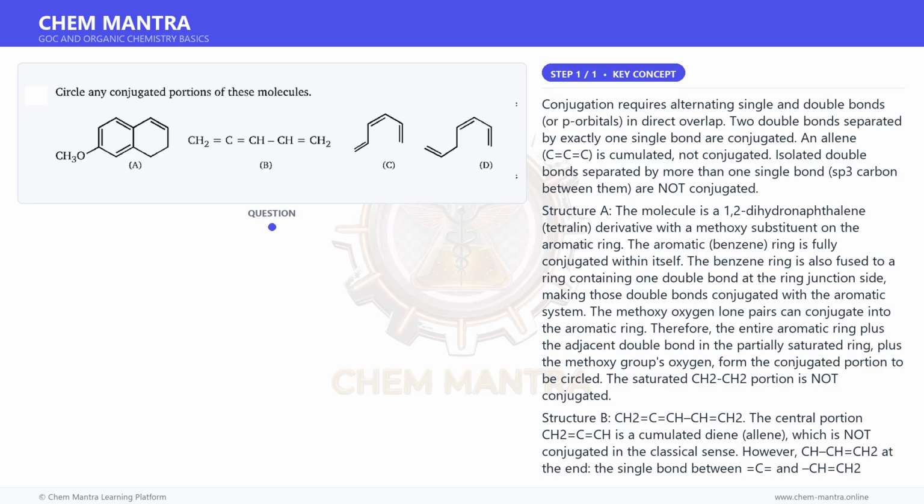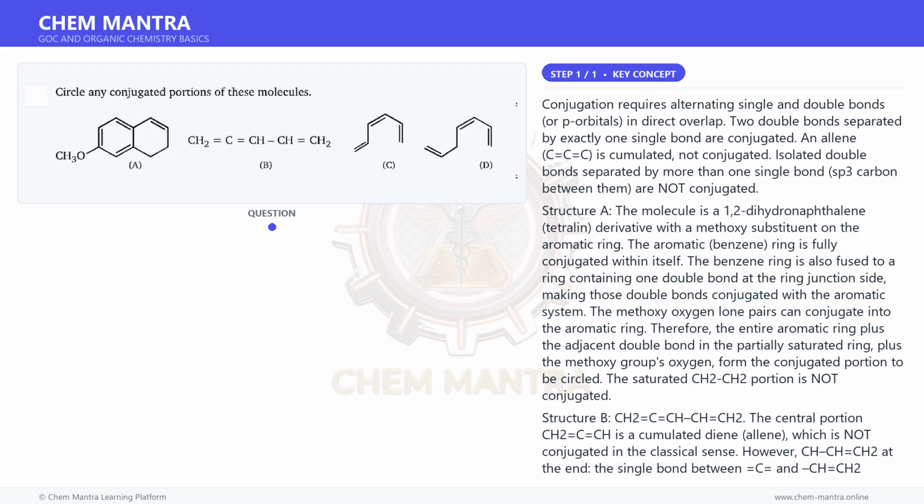Let us first understand the key concept here. Conjugation requires alternating single and double bonds, or p orbitals, in direct overlap. Two double bonds separated by exactly one single bond are conjugated. An allene, C=C=C, is cumulated, not conjugated. Isolated double bonds separated by more than one single bond, with an sp3 carbon between them, are not conjugated.